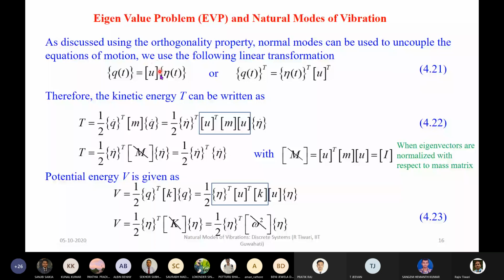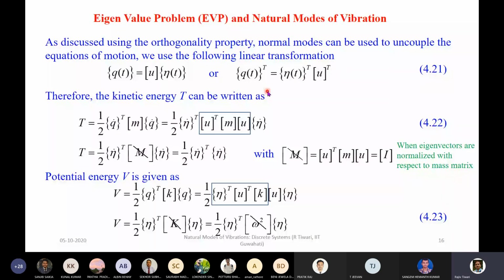Okay, so I was talking about how we are able to use the U matrix as a transformation matrix. So here, Q is the generalized coordinate which we have chosen. We need to transform this particular equation to the natural coordinate eta, and so this is the transformation. And if we take the transpose of this using the transpose property, these two will swap and the transpose of each of these will be there.